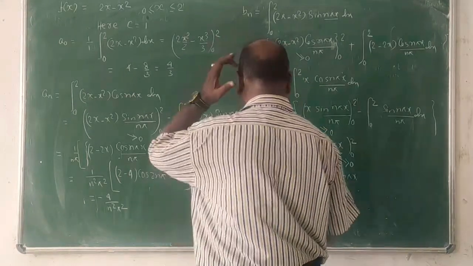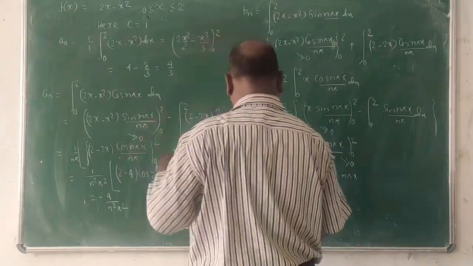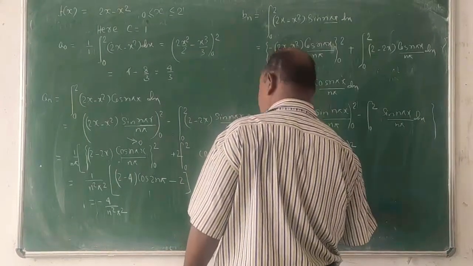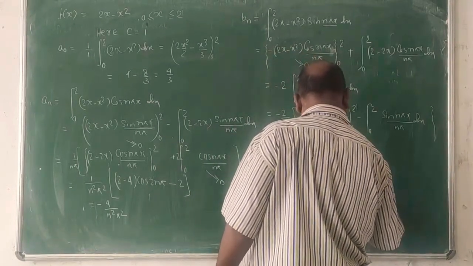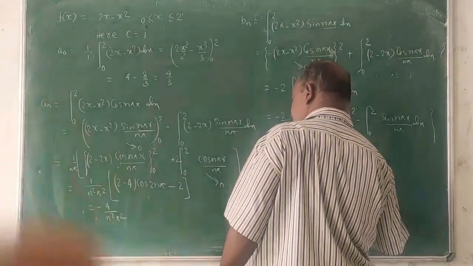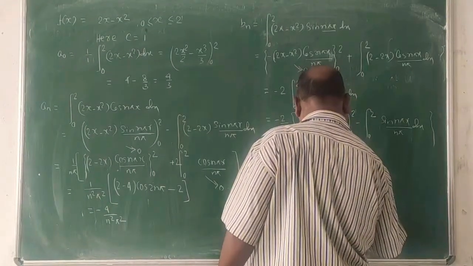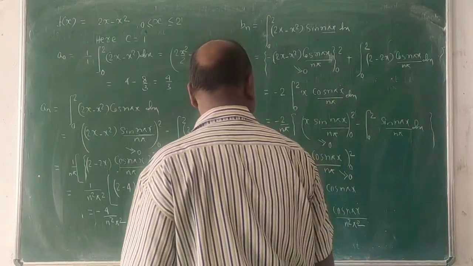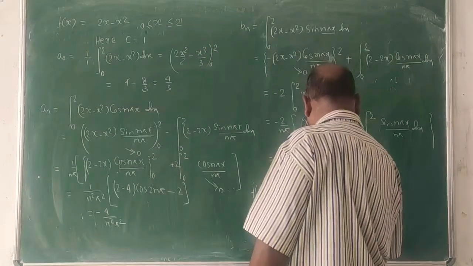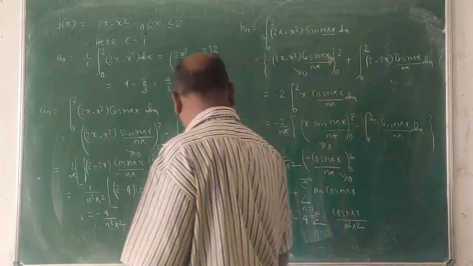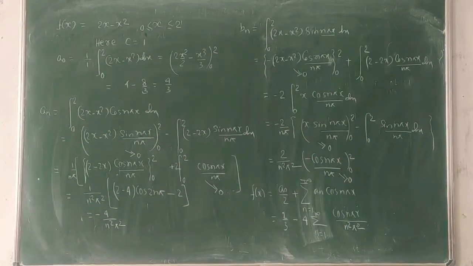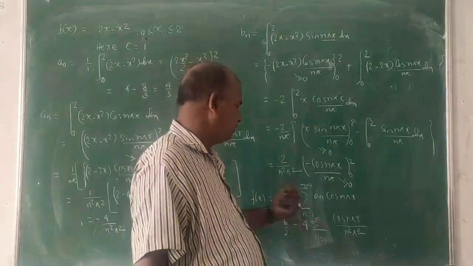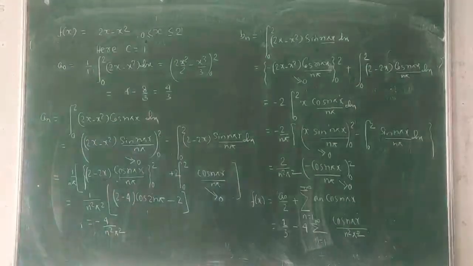And what is your an? It is minus 4 by n square pi square, cos n pi x by n square pi square, as n varies from 1 to infinity. That is the Fourier series expansion. Okay, so this is good. Take another problem for this.